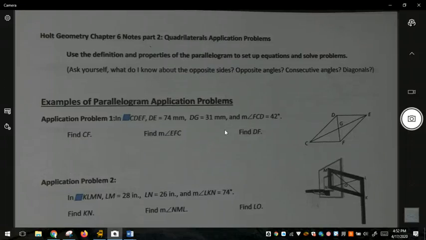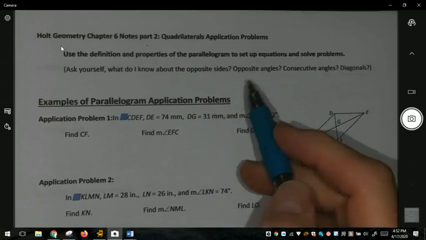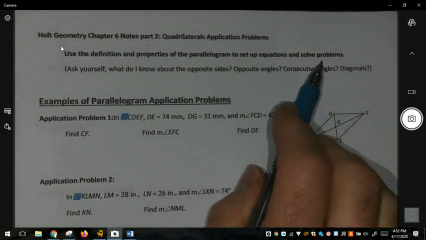Welcome to CalcPath Geometry. The lesson that we're looking at today is the application of quadrilateral properties and definitions to solve problems. The key part of this lesson is for you to use the definition and properties of the parallelogram to set up equations and solve problems.